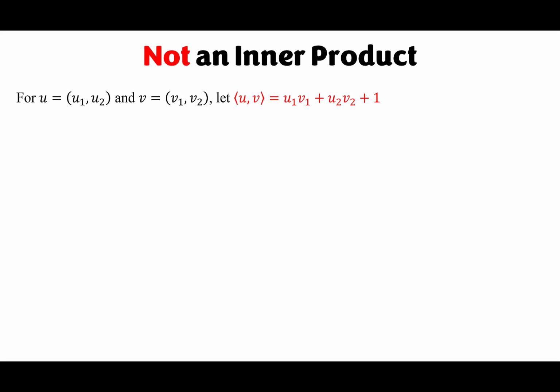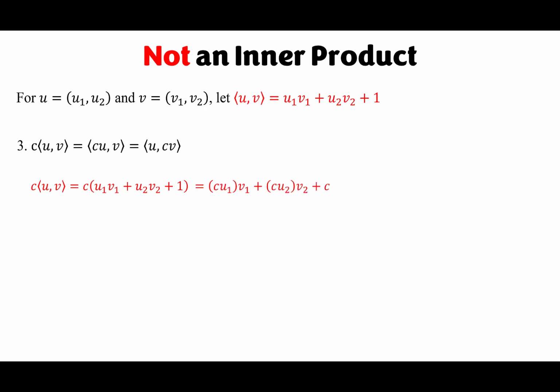We'll just look at property 3 here. So if you have that scalar multiple placement at different spots, we'll check to see if they're equal to each other. So first, let's look at c being multiplied by the inner product of u with v. All right, so by our definition of the inner product of u and v, that's equal to c times u1 v1 plus u2 v2 plus 1. So there's that plus 1 there now. And if you distribute that c through, you'll get a plus c at the end of it. All right, so remember that.